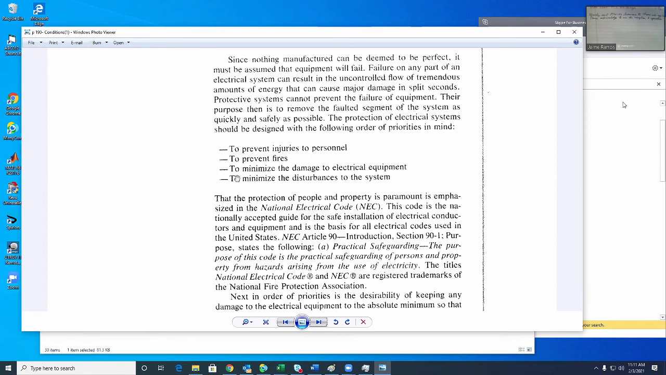Then we have possible consequences. And then the mission of the NEC, National Electric Code, Article 90. The purpose is practical safeguarding. The purpose of the code is practical safeguarding of persons and property from the hazards arising by the use of electricity. Okay, so a very important chapter, okay? Just dedicated to protection.